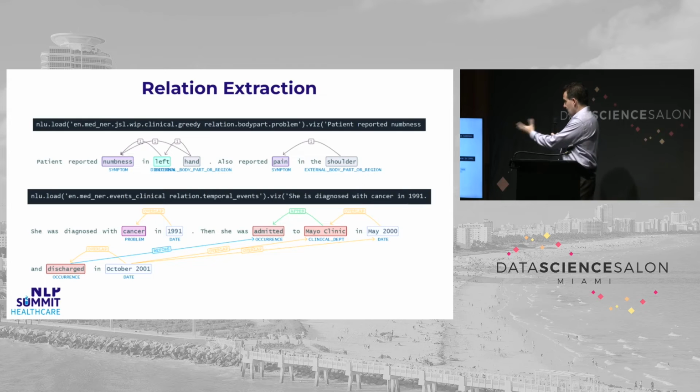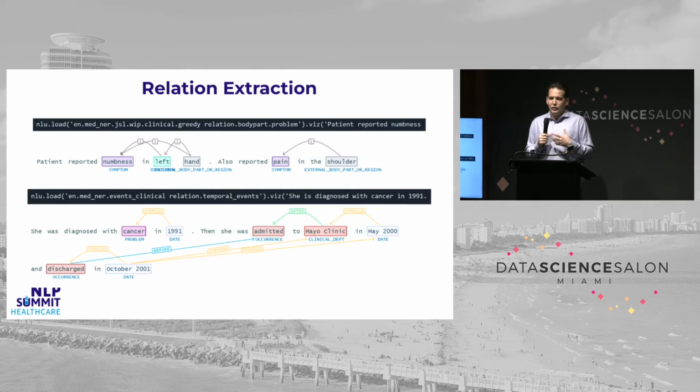I need to know that it's the left hand. So I have the directionality, I have the body part, and I need to be able to link them together. If I cannot link them together, there's very little semantically that I can do with this, from a clinical perspective, a question answering perspective, knowledge graph building, those classic use cases.